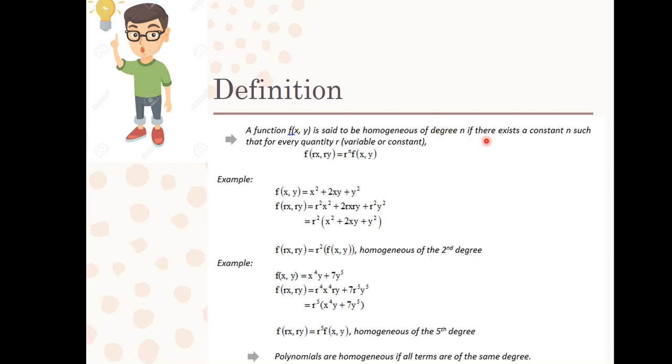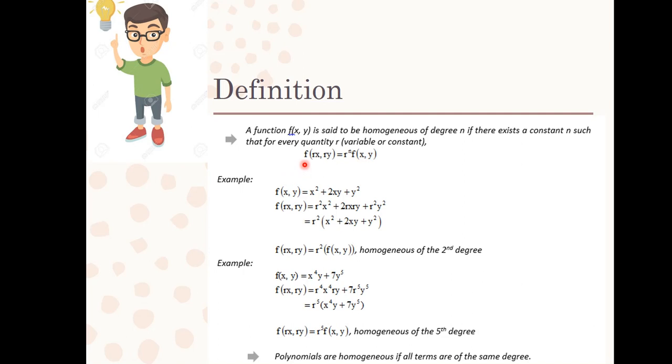So we say a function of x and y is said to be homogeneous of degree n if there exists a constant n such that for every quantity r, which could either be a variable or constant, the function of rx and ry is equal to r raised to n times the function of x and y.